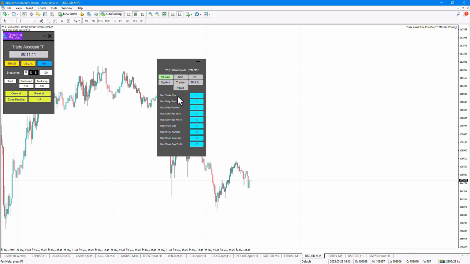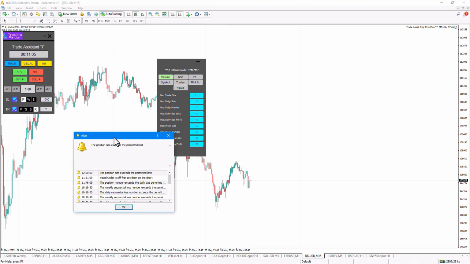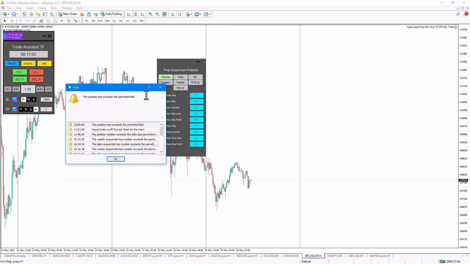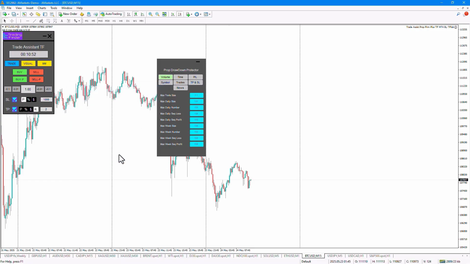If I set a 0.1 lot size and want to enter a buy trade, the expert advisor will issue a warning telling me that I am not allowed to enter the trade. This is because I am trying to enter a trade with a size greater than the allowed limit, and it does not permit me to enter the trade.